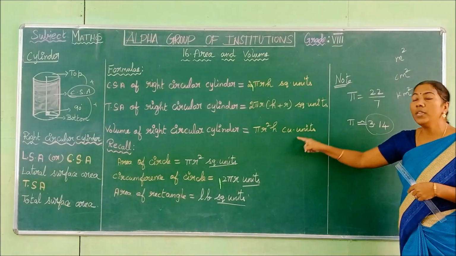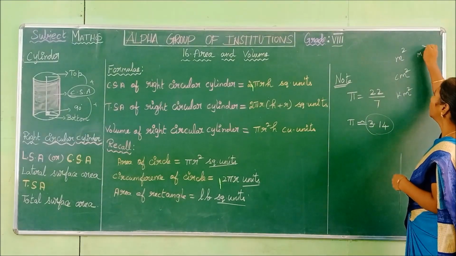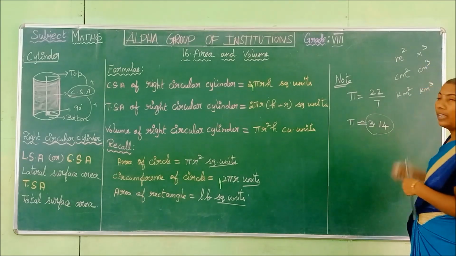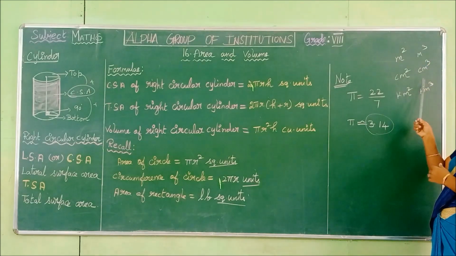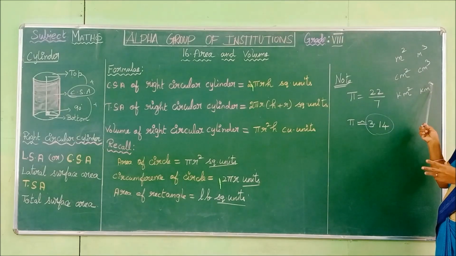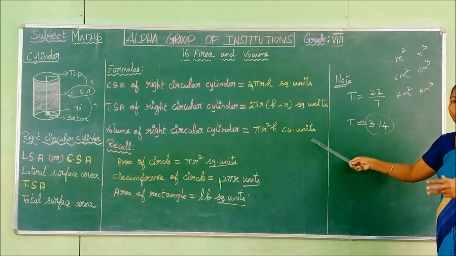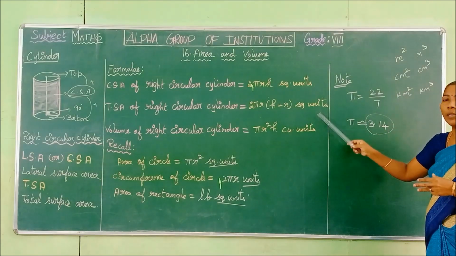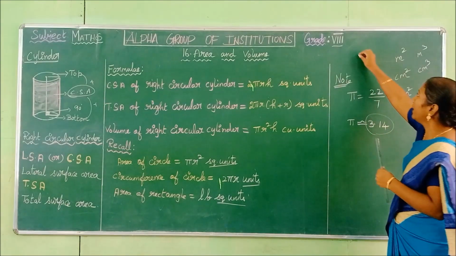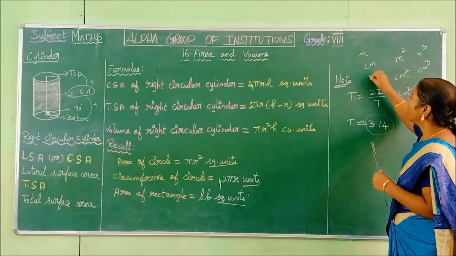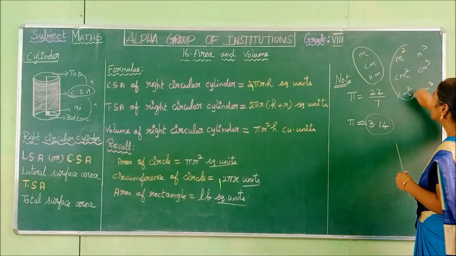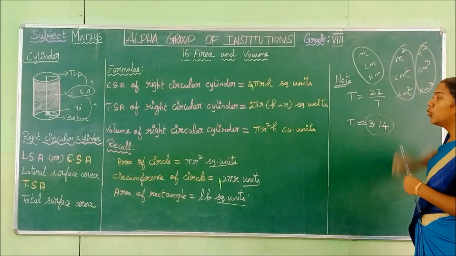How do you write the cubic units? Meter cube, centimeter cube, kilometer cube, millimeter cube. In the power of the unit, if you write the number 3, it is termed as cubic units. If you write 2 in the power of the unit, it is termed as square units. You simply write meter, centimeter, kilometer, these are units. These are square units. These are cubic units.